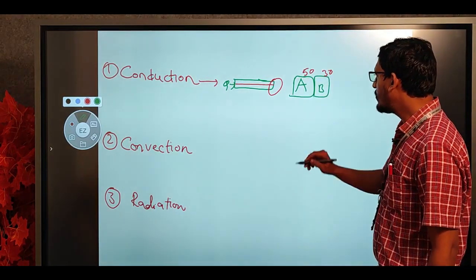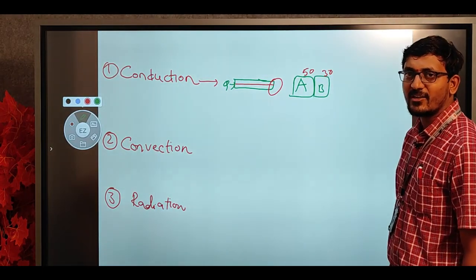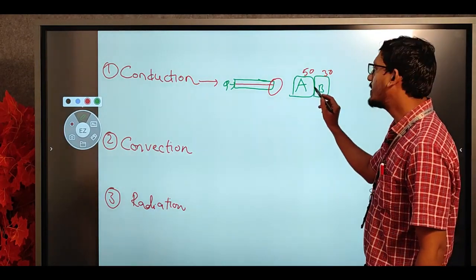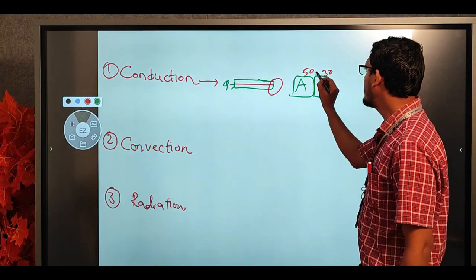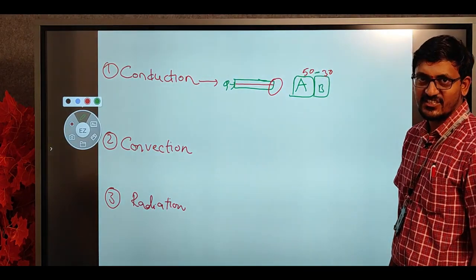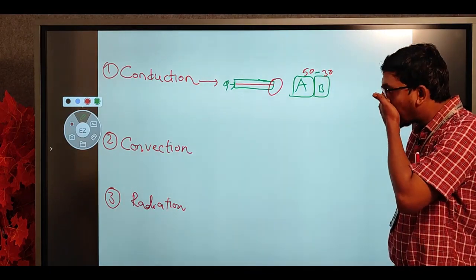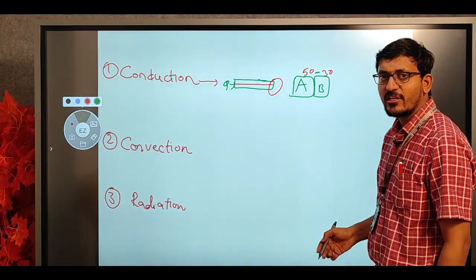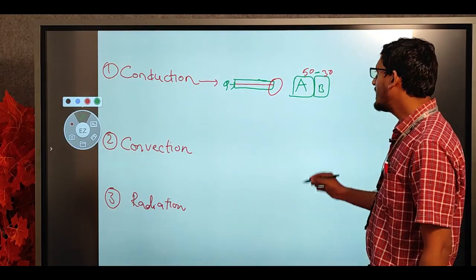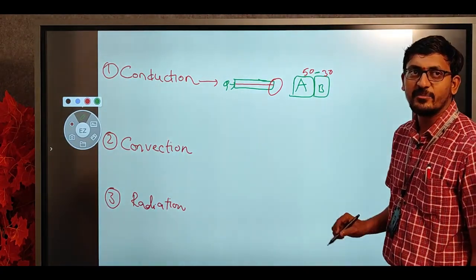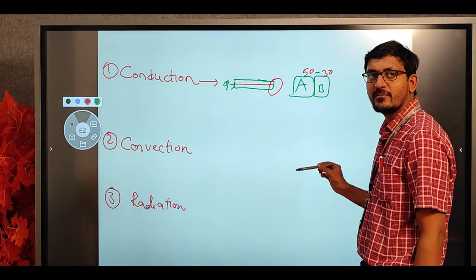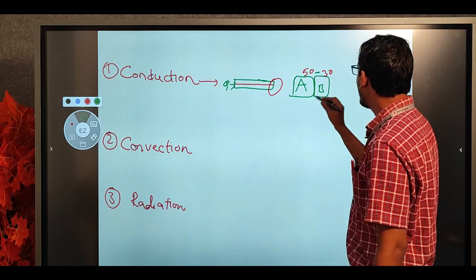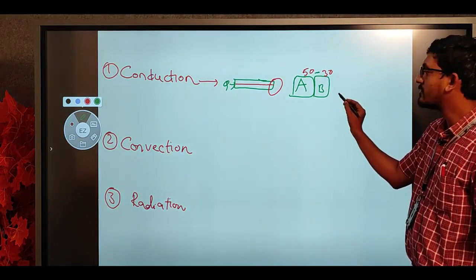Because body A and body B are kept in contact with each other, there is a possibility to transfer heat from body A to body B, because a temperature difference exists here. So there are two conditions: within the body itself, or from one body to another body, this physical contact must be compulsory, right? So what is the mechanism involved in this conduction?